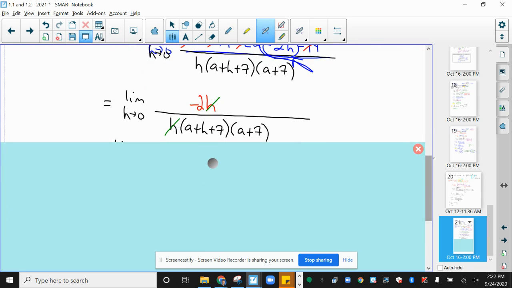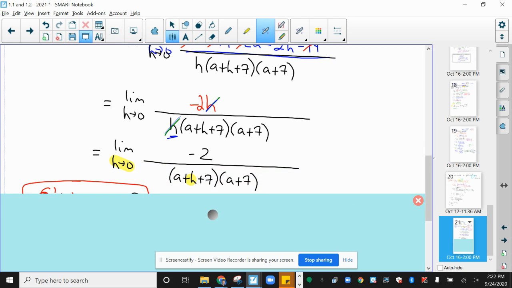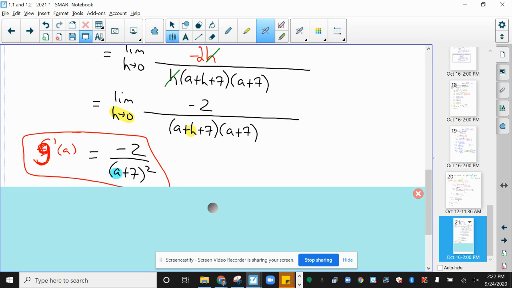And so now that h can cancel the h on the bottom that we didn't expand inside. That's why we kept it in factored form. We wanted access to it. And now we have this new limit problem. We can put in h is 0. And there we go. So that's the answer to our limit question.